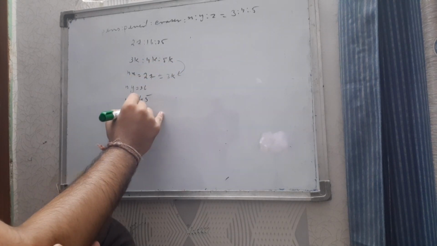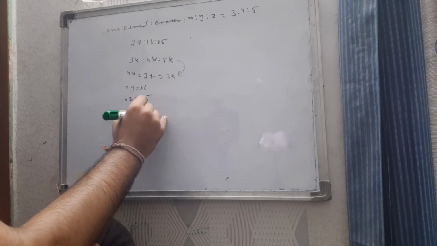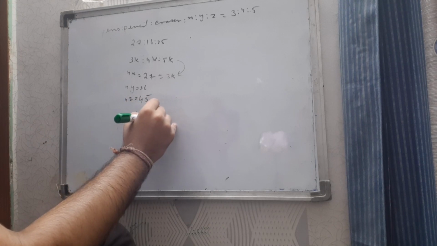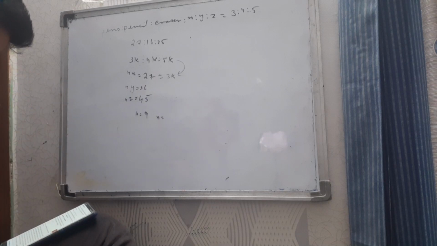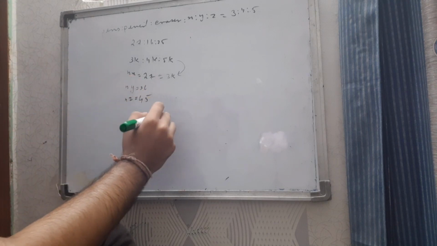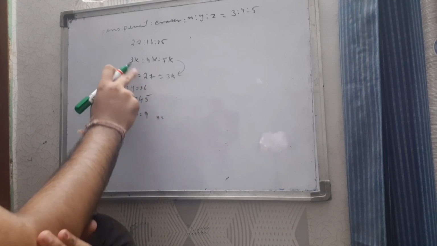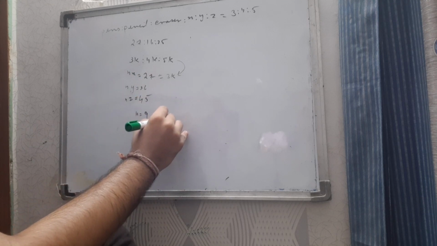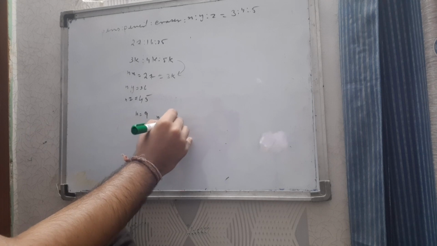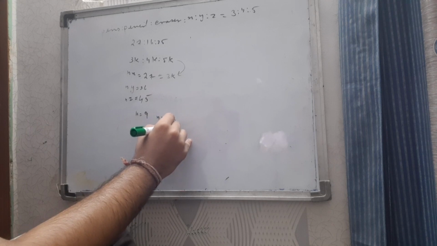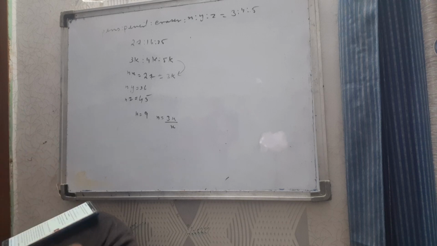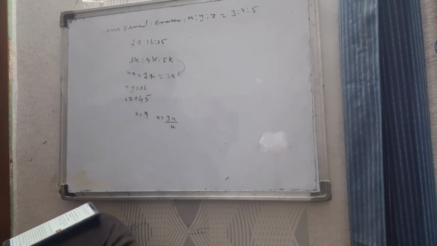So k would come as 9 and n would come as 3k by x. So we have two unknown variables, but we do not have any proper equations to solve this question. Hence both the statements are insufficient to answer this question. So let's move on to the next question.